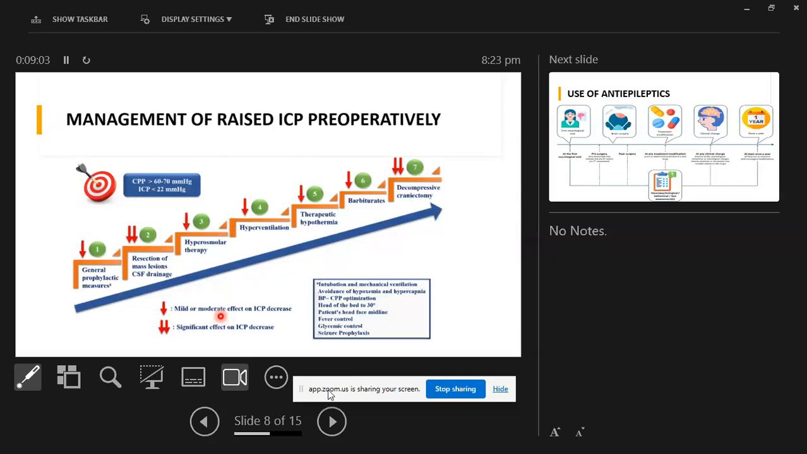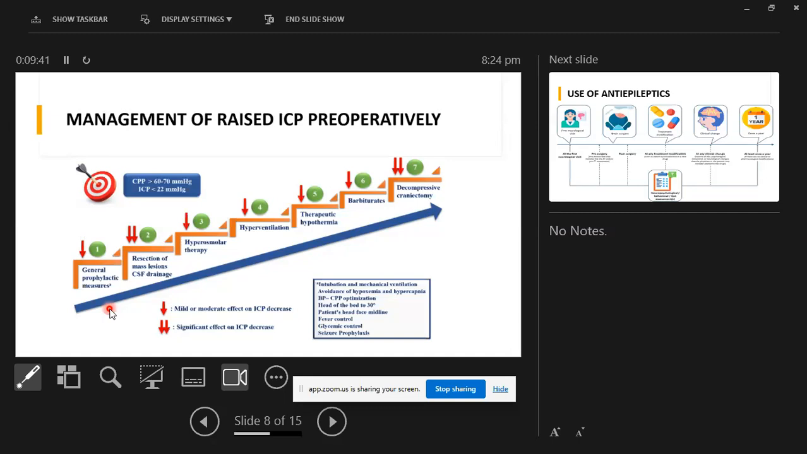We definitely need the following strategies. In general, prophylactic measures, we need to ensure airway, breathing, circulation. In the airway, we definitely need supplemental oxygen and close monitoring of the vital signs. Head of the bed elevation greater than 30 degrees helps venous drainage to reduce the ICPs. We need neck alignment, a neutral neck position, to help the venous outflow.